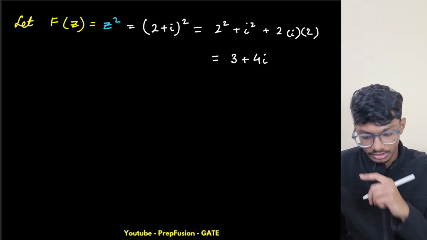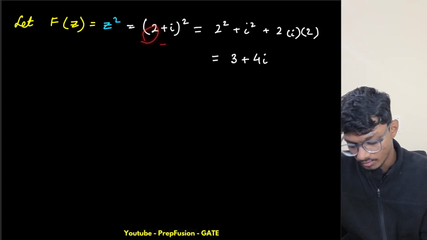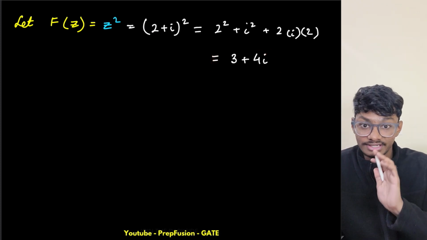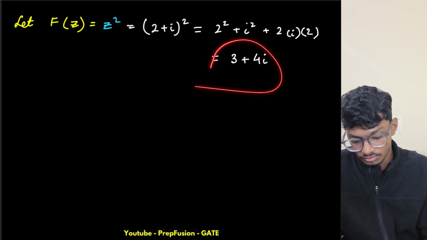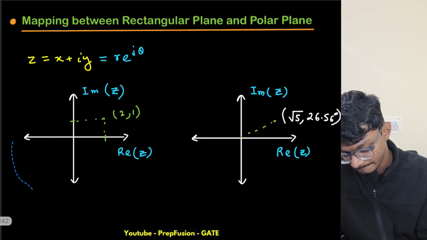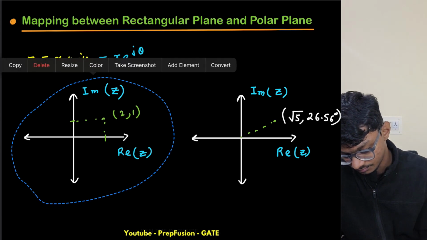So that previous point, what was the previous point? It was 2 comma 1, 2 comma i, right? Now it has become 3 comma 4i. Now it is mapped, right? So what will my new axis look like? I will take this previous point here.